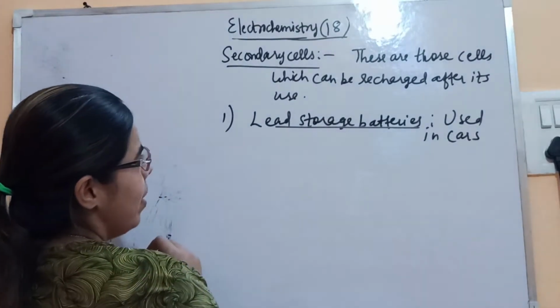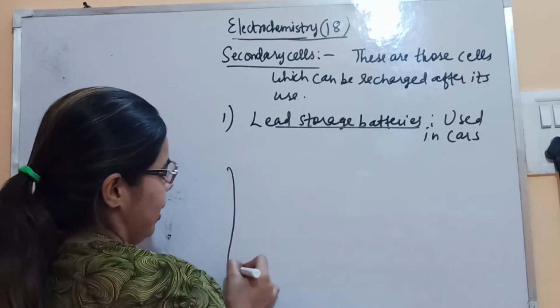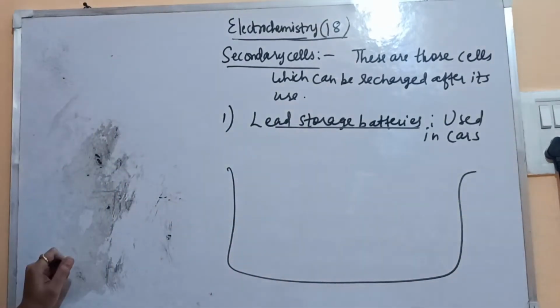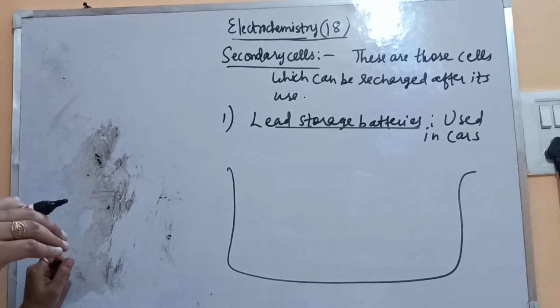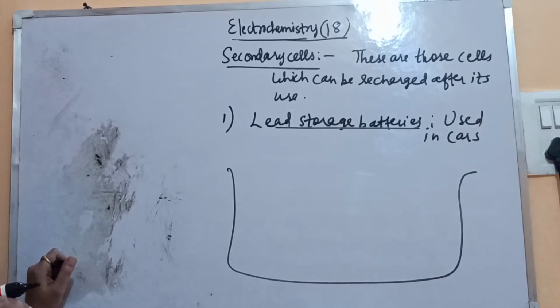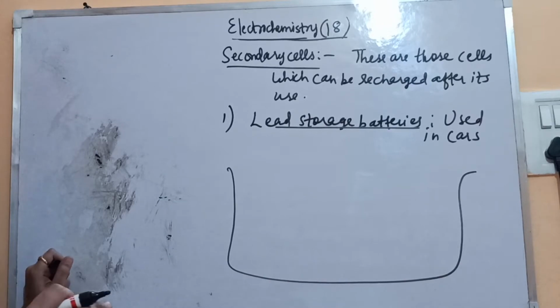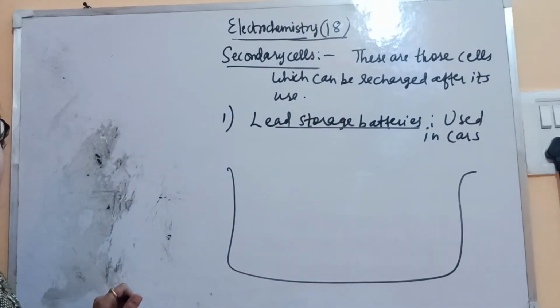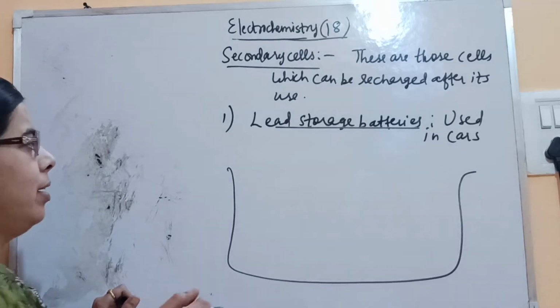So in this case, in the lead storage battery, the anode is lead. It is made up of lead, or you can say a grid of spongy lead, porous and finely divided, having pores so that the reaction can easily take place on that surface. And the cathode is made up of lead dioxide.